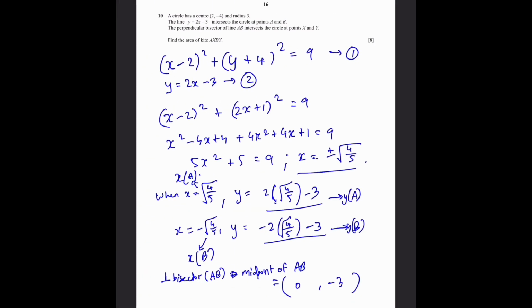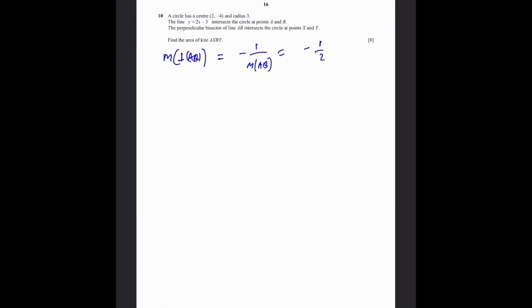I'll move to a new page. So the gradient of the perpendicular bisector of AB, that's going to be minus 1 divided by the gradient of AB itself, minus 1 divided by 2, since the gradient of AB is 2. And now using that midpoint which we found, minus 3 is equal to minus 1/2 times 0 plus c, so c equals minus 3. And therefore, y is equal to minus 1/2 x minus 3.